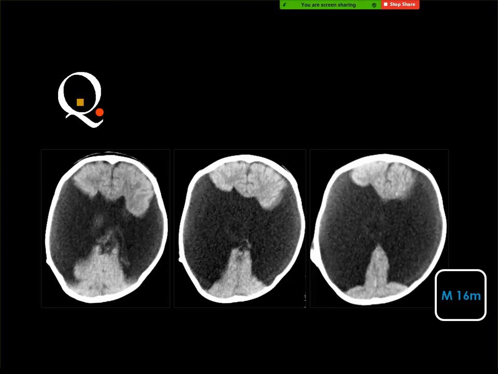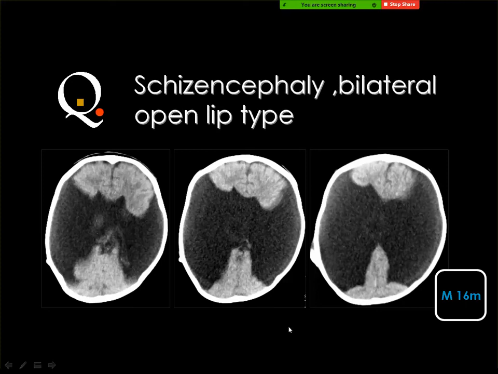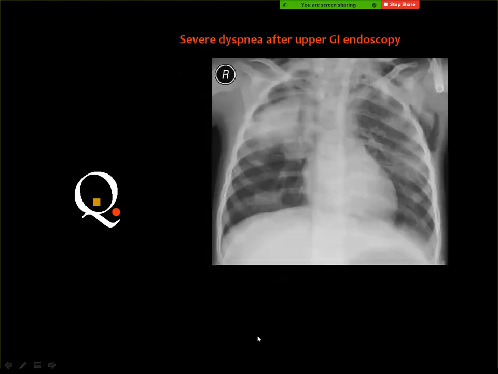What do you think? This is a very characteristic appearance, which is known as bat's wing configuration of bilateral large open lip schizencephaly. And this is a very sizable open lip schizencephaly on both sides, and you got communication with the ventricular system.